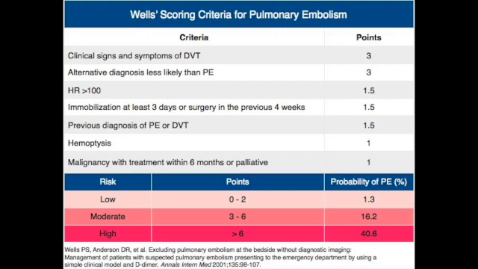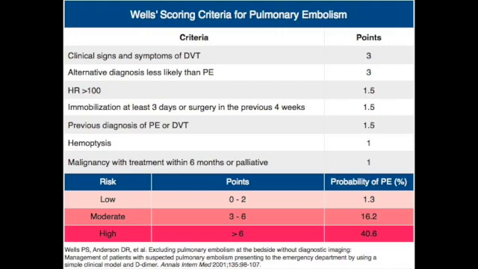PERC criteria, the pulmonary embolism rule-out criteria, is used in patients with a low clinical probability of PE. The following 8 are part of the PERC criteria. So, in patients with a low risk who meet all 8 criteria, no further testing for PE is needed. In patients with a low risk but do not fulfill all the criteria, a D-dimer is indicated. So if they fulfill all 8 criteria, you don't need to work them up further.